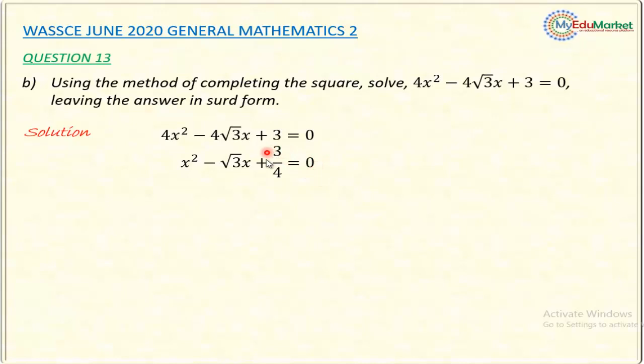Next, I'll take this constant term 3 over 4 to the right hand side, so there it changes to minus, so I have minus 3 over 4.